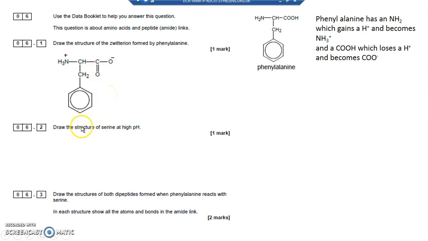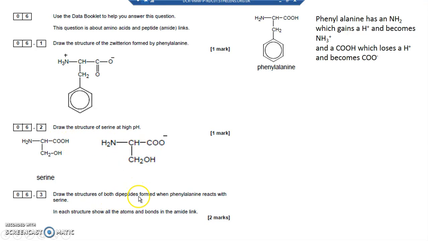displayed formula. Draw the structure of serine at high pH. Well, let's have a look what serine is. Serine is this. Now, low pH is acids, so acids would add or donate H pluses, and they go on this end, on this NH2, and make NH3 plus. But at high pH, that's base or alkali. Now, base or alkali accept H pluses, so a base at high pH is going to take H pluses off this, and it's going to take an H plus off here, and it's going to form COO minus instead of COOH.